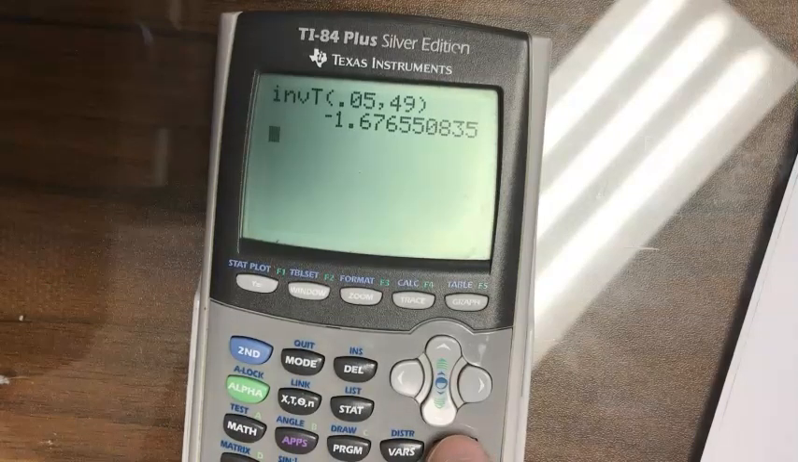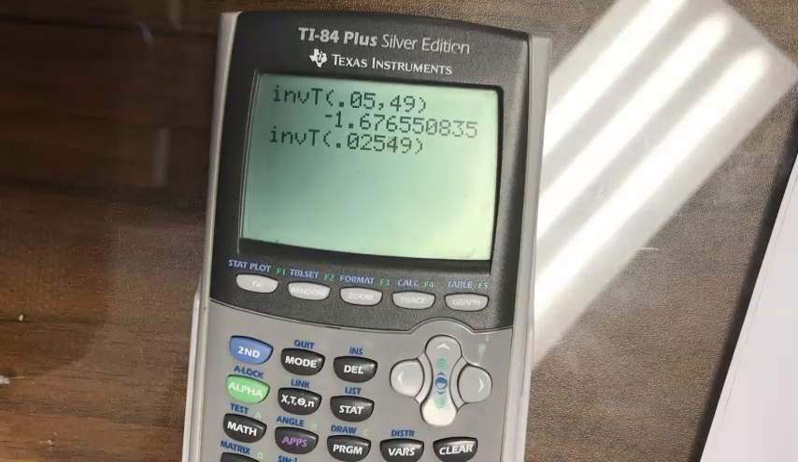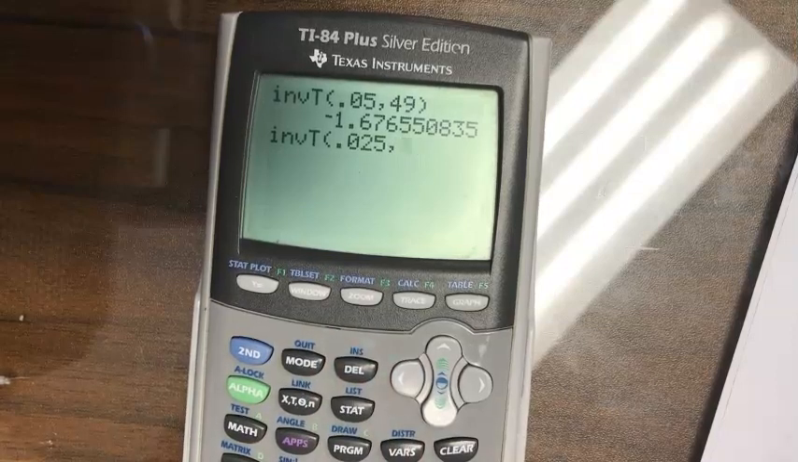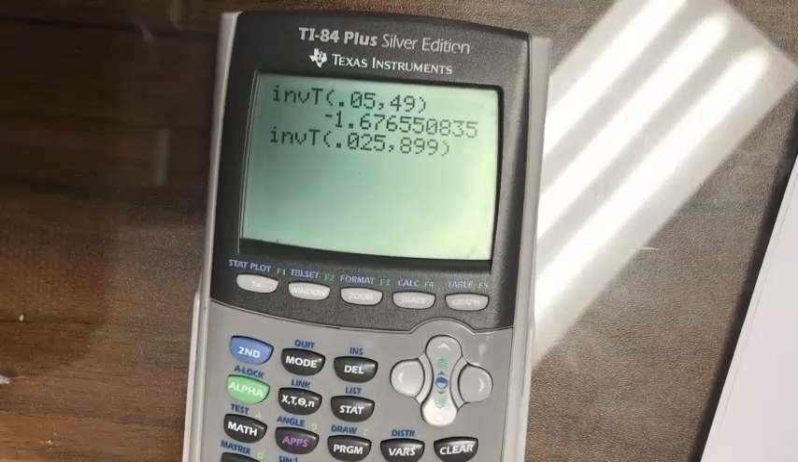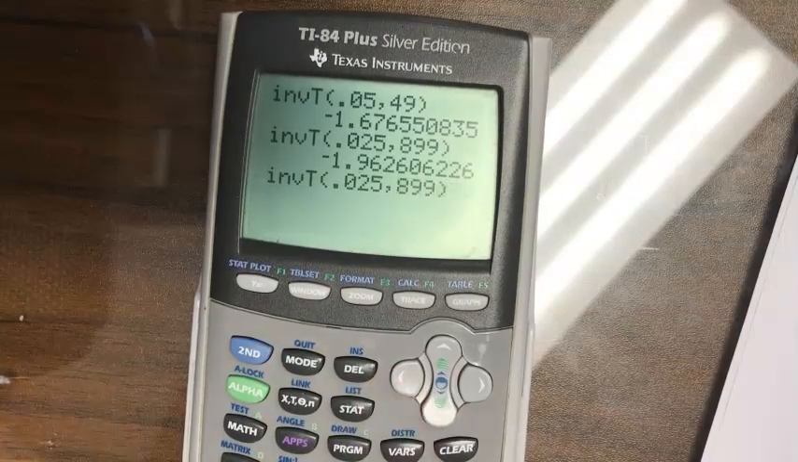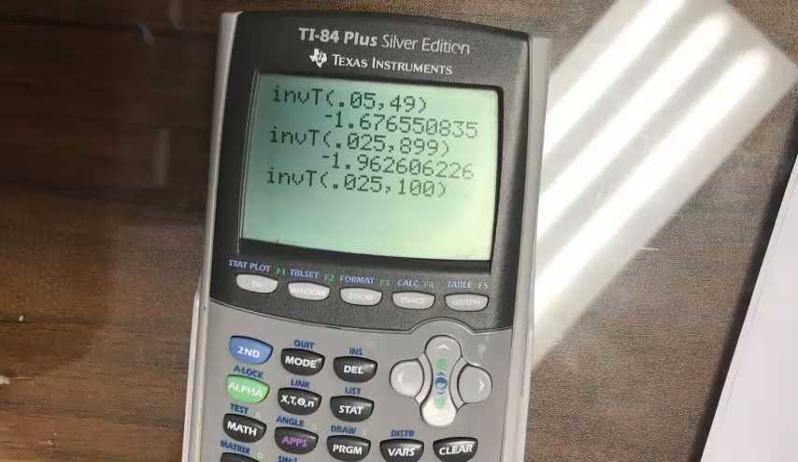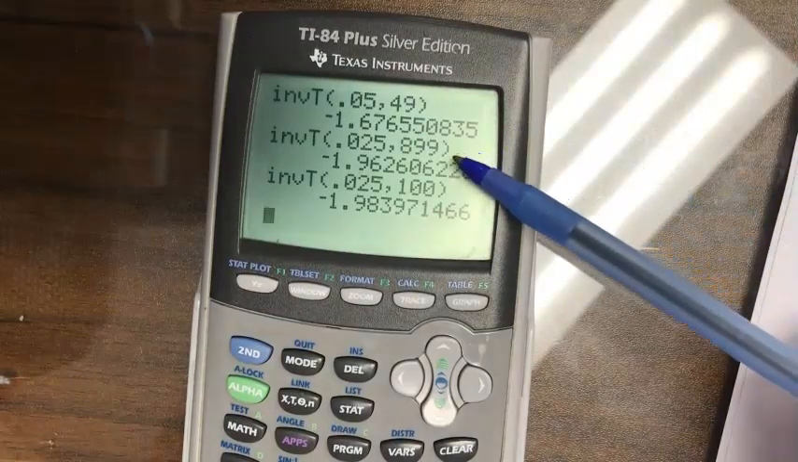Now, if I have inverse t again, and let's do a 95% confidence level, so that'd be 0.025 in each tail. But what if I have a sample size of, let's say, 900. If I have a sample size of 900, my degrees of freedom is 899. This would be my critical value. But if I were using table B and I had a sample size of 900, I'd have to round down to 100 for my degrees of freedom. Now, if I do that, notice there is a difference in the critical values. This is why I say if you're going to use your calculator, you are sticking with the calculator.